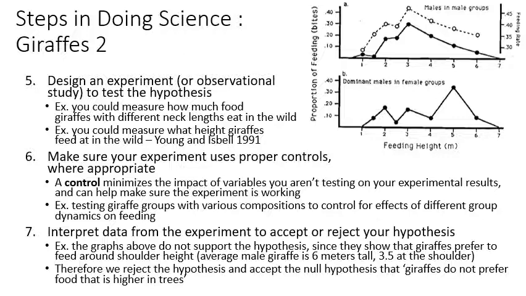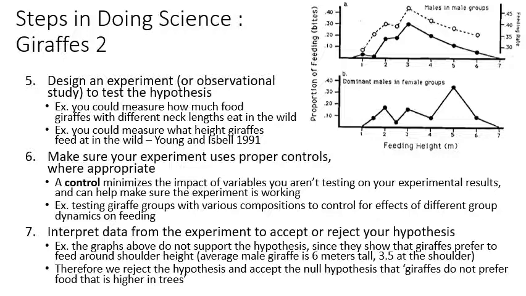So for instance, maybe you could go out into the wild and find some giraffes and just measure their neck lengths and then measure how much food they eat, and try to see if there's a relationship there. Or maybe you could go out into the wild and look at giraffes when they're eating and measure what height they were eating at. That's an observational study that was actually done by a couple of scientists called Young and Isbell, and they published it in 1991. So we're going to be talking about the observational study that they did, measuring the height that giraffes prefer to eat at in the wild.